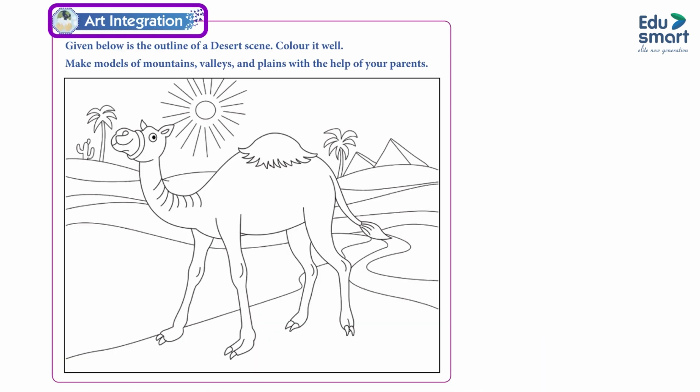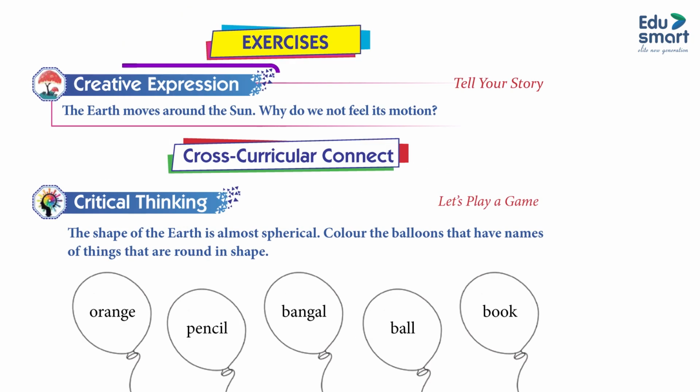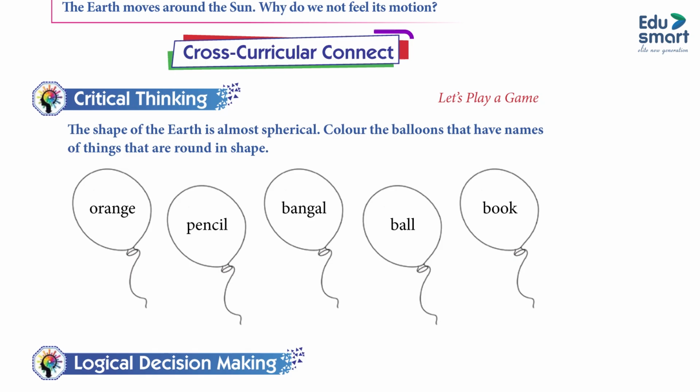Art integration. Given below is the outline of a desert scene. Color it well. Make models of mountain, valley and plains with the help of your parents. Exercises. Creative expression. Tell your story. The Earth moves around the sun. Why do we not feel its motion?